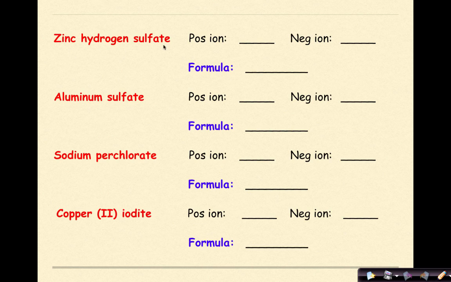Zinc hydrogen sulfate. Only the zinc here will be my positive ion. And I know that the positive ion for zinc is Zn +2. The hydrogen sulfate is a polyatomic ion that you should know, and that is HSO4 -1. So I have +2 and -1. I'm going to cross these down. No positives, no negatives, no ones. So my formula here is going to be Zn(HSO4) with a subscripted 2 to make this compound neutral.